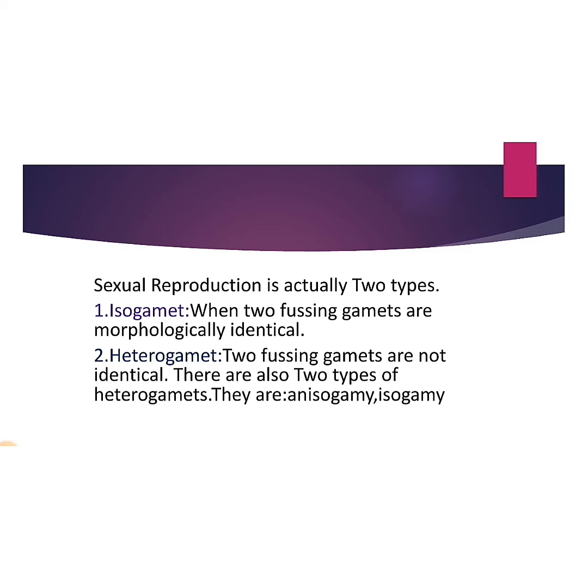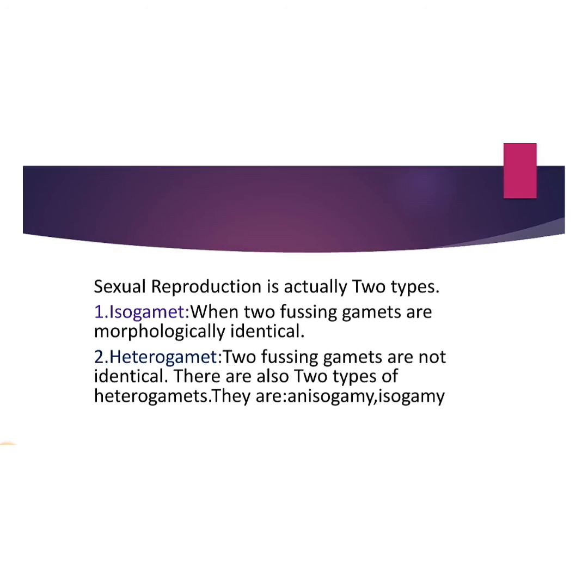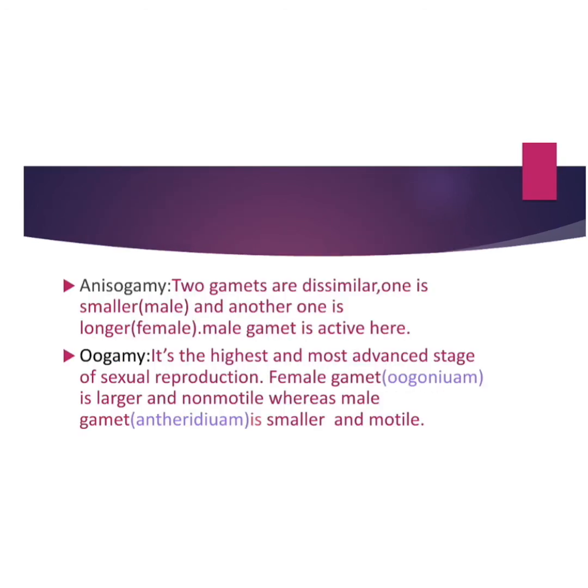When two fusing gametes are morphologically identical, that is isogamy. The female gamete and male gamete look similar and are identical. Okay, the second one is heterogamy. The two fusing gametes are not identical. The female gamete and male gamete are not morphologically identical and do not look similar. There are two types of heterogamy, anisogamy and oogamy. When two gametes are dissimilar, that is known as anisogamy. Here the male one is smaller but active and the female one is larger but inactive.